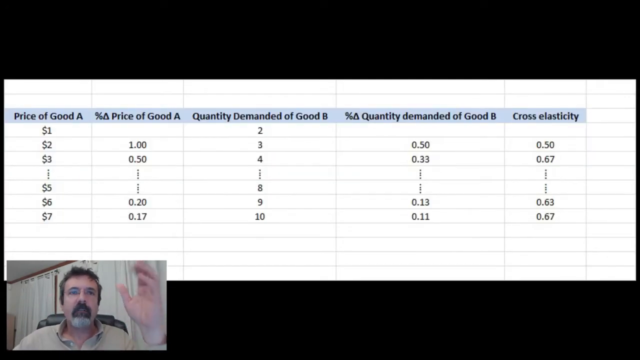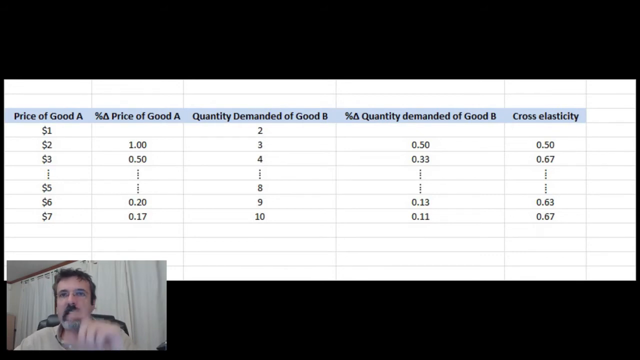So here we have the price of good A, and you see the price going from $1 down to $7, and there we've computed the percentage change in the price of good A. So as you go from 1 to 2, that's 100% change, 2 to 3 is 50% change, and so on. To the right of that, you see the quantity demanded, not of good A, but of good B. So as the price of good A is $1, people demand 2 units of good B. When the price of A is $2, people demand 3 units of good B, and so on.